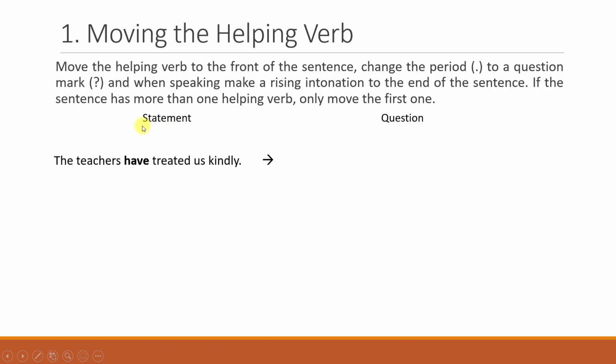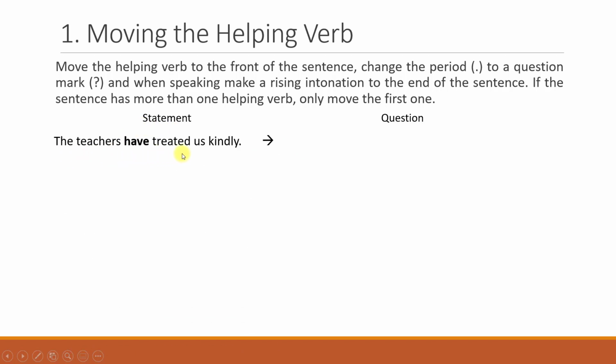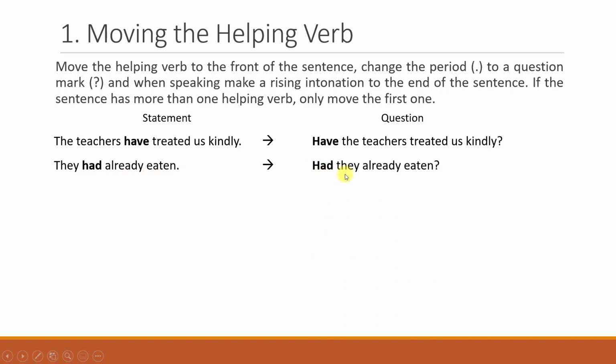Examples. Statement. The teachers have treated us kindly. Question. Have the teachers treated us kindly? Statement. They have already eaten. Question. Have they already eaten? Statement. She will win the fight. Question. Will she win the fight?